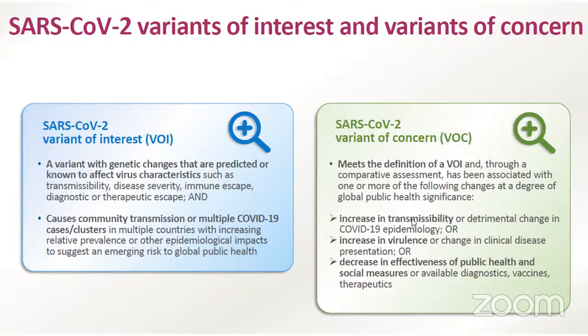These are an increase in transmissibility, and as we said, Omicron is a very highly transmissible virus; an increase in virulence or change in clinical disease presentation; and a decrease in the effectiveness of public health and social measures or available diagnostics, vaccines, and therapeutics, because the companies are going to research that. They are going to present a new, separate vaccine for Omicron.